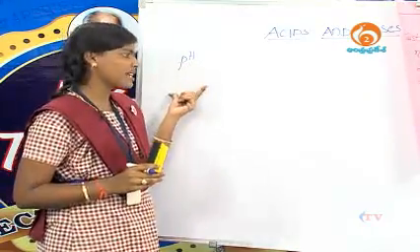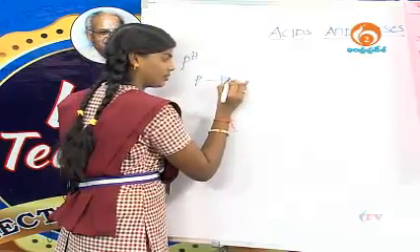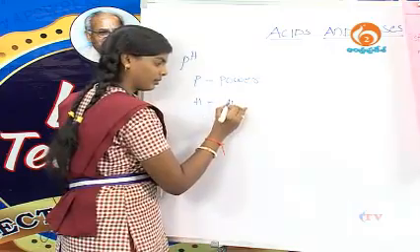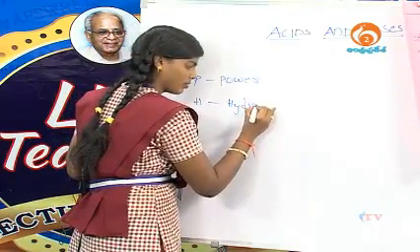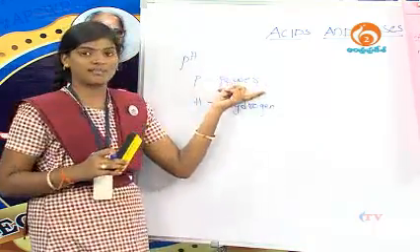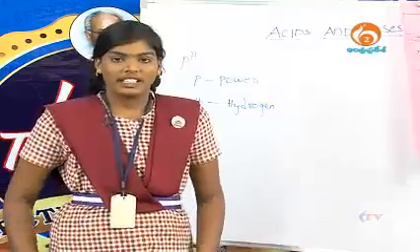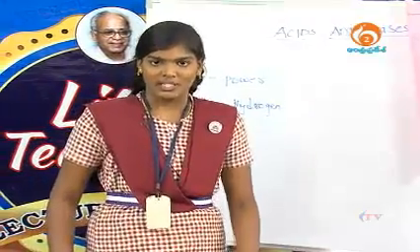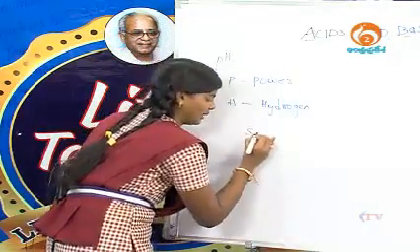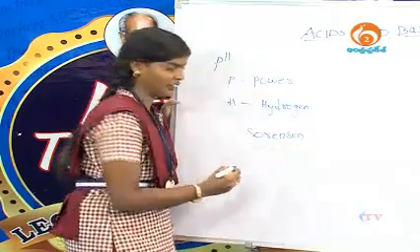pH. What is meant by pH? P means power, H means hydrogen. The pH scale was proposed by the Danish biochemist Sorensen. Who, friends? Sorensen, in 1924.